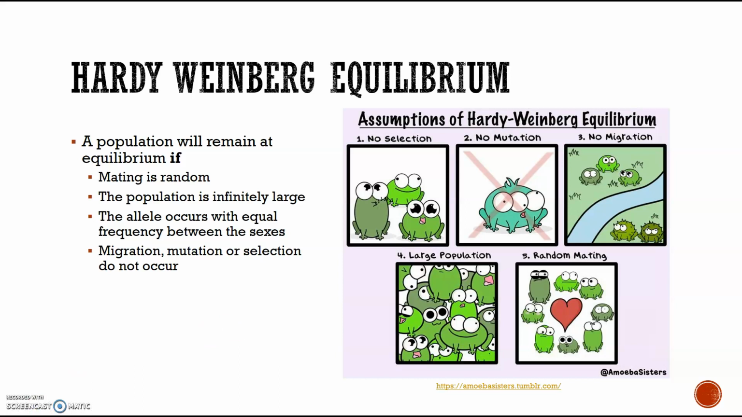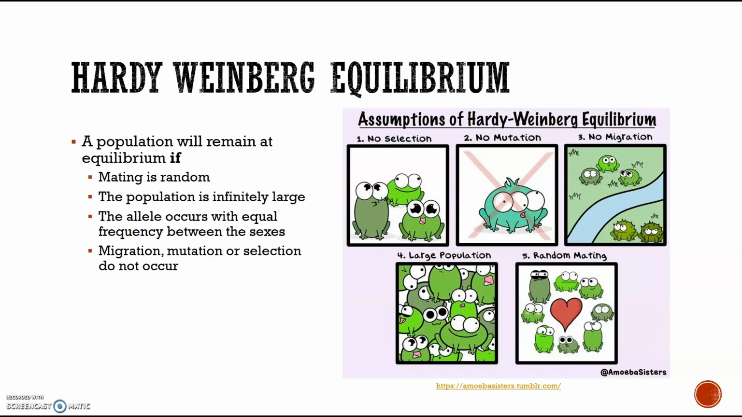Hardy-Weinberg equilibrium itself is only going to happen if a population is mating randomly, right? They're not selecting their mates. The population is infinitely large, right? You need a really big population for it. The allele occurs with equal frequency between the sexes.